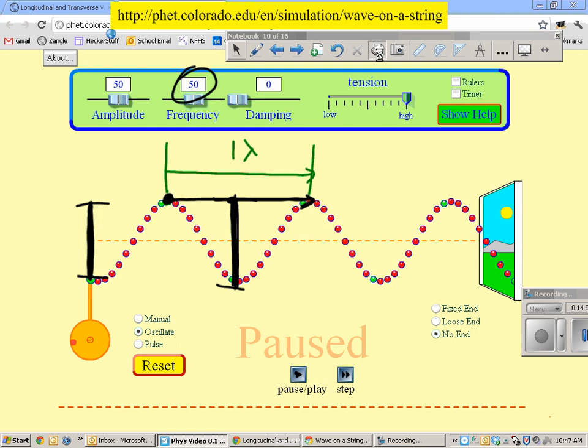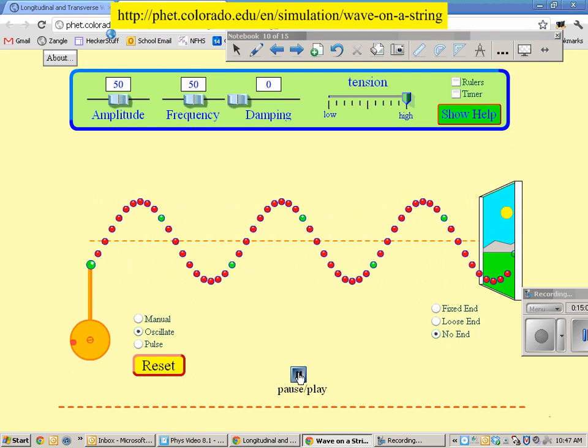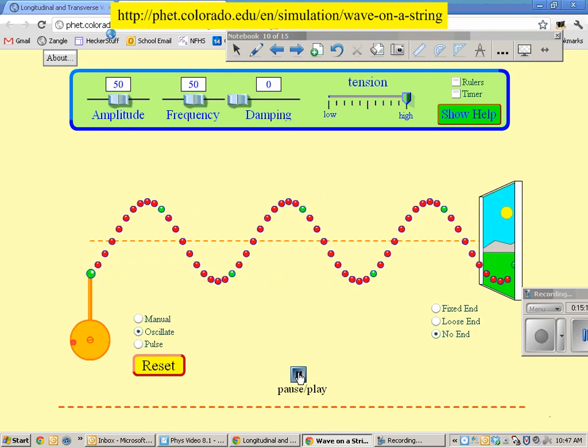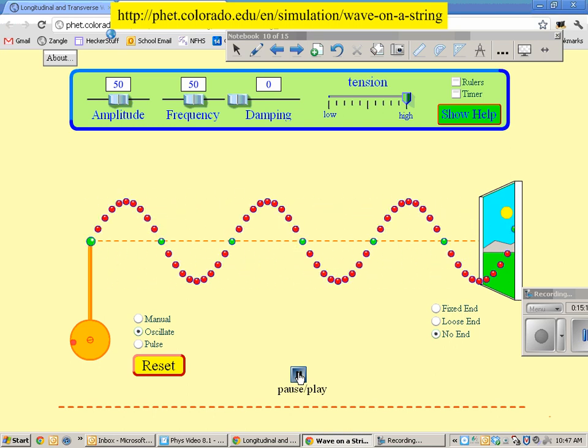So let me clear this board up a little bit. All right, I'm going to unpause it and show you how changing things affects the look of the wave, I guess. All right, so first thing I'm going to do is show you when you change the amplitude, all that does is change sort of how much the particles vibrate, but it doesn't affect anything else.